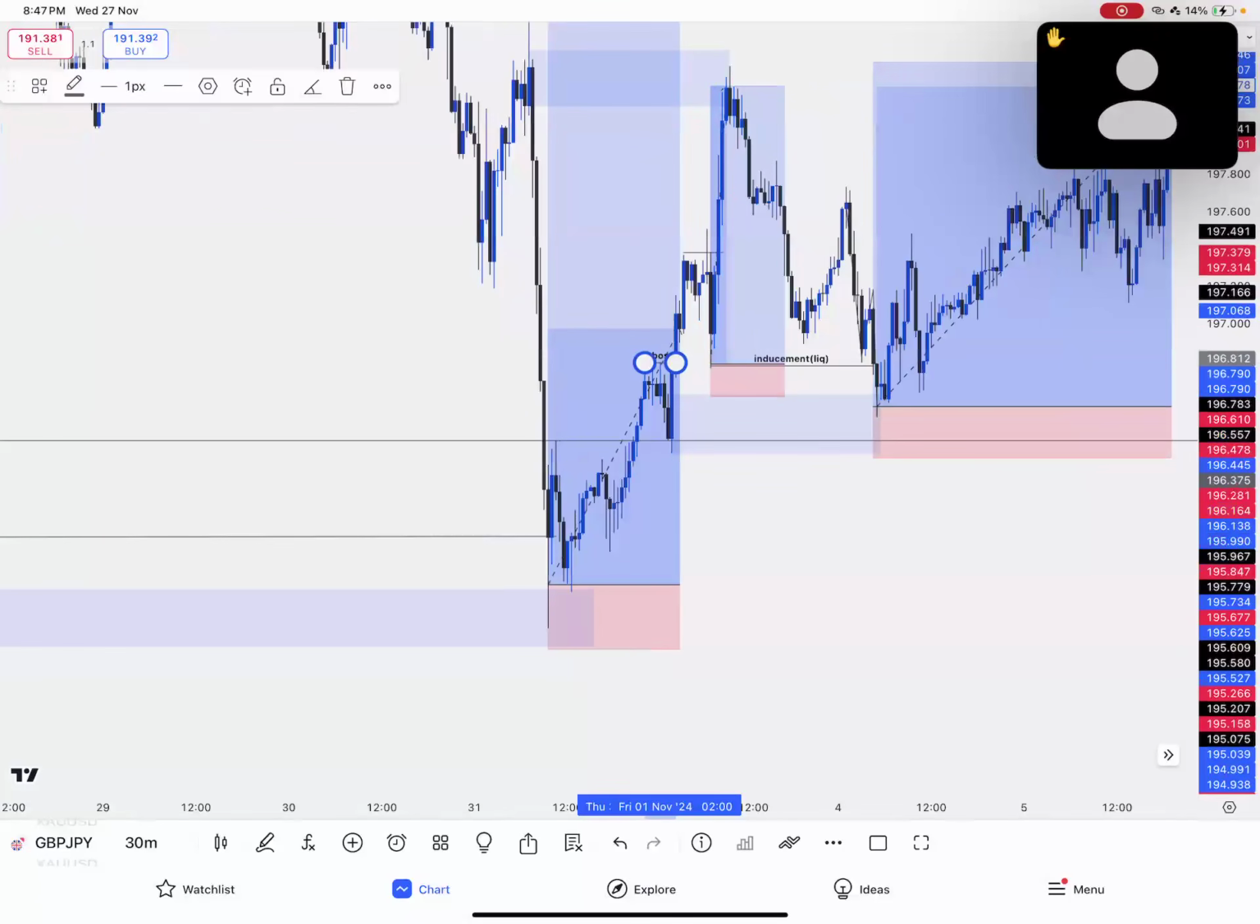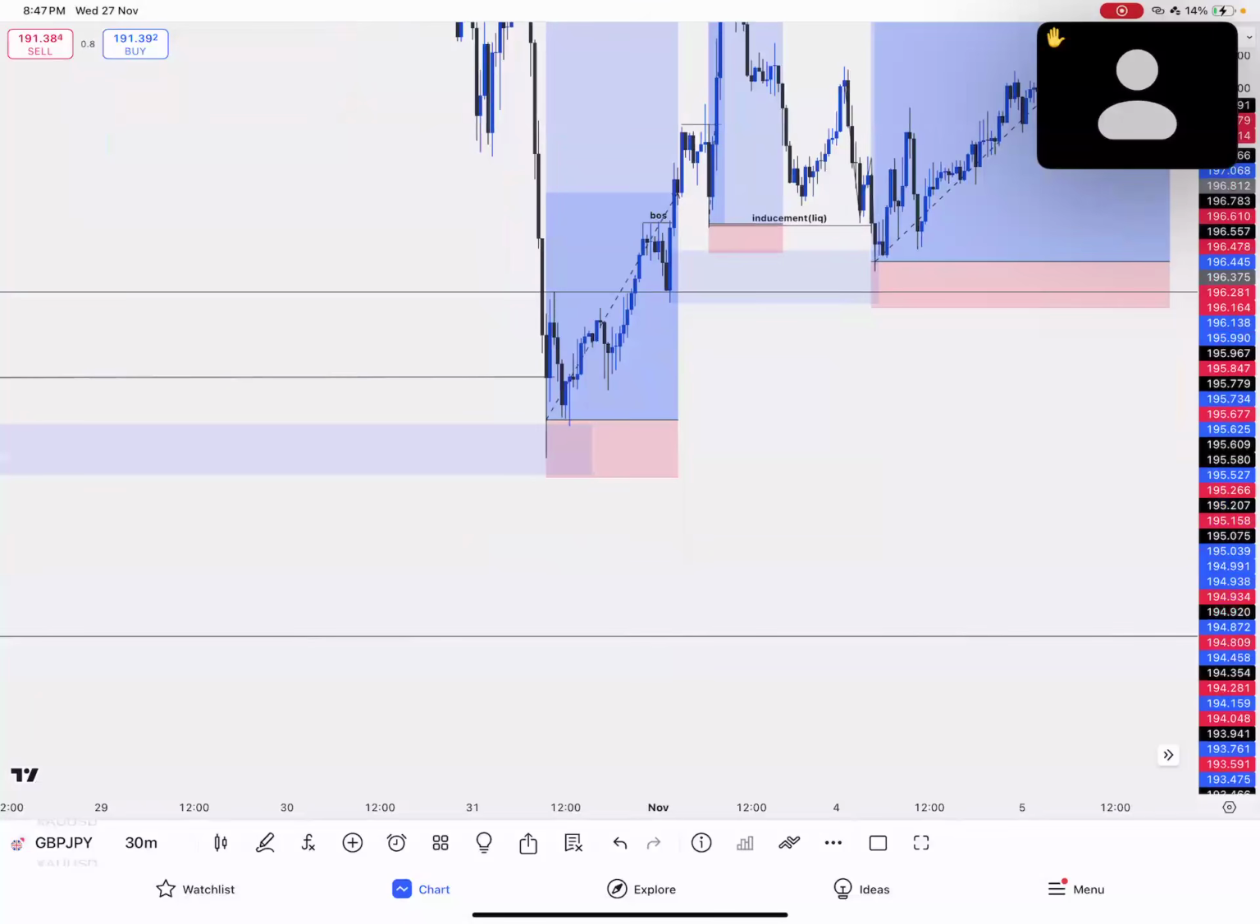This is a break of structure right here. Market being on an uptrend, higher highs, higher lows. This last high here now became a new zone to be broken. Once market broke past this zone, this was a break of structure. You will now take trades in line with this current trend.